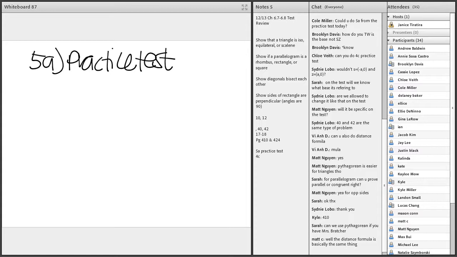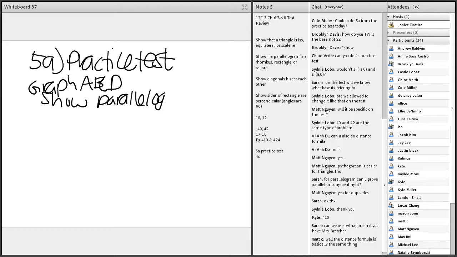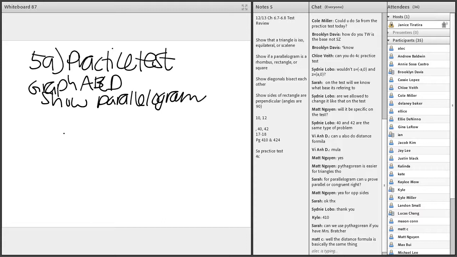All right. It says graph ABCD, and then it says show using math it's a parallelogram. Earlier, I think we did this. This was like number 40 from the textbook. And I gave a hint. It says use slope. So you want to show opposite sides are parallel.